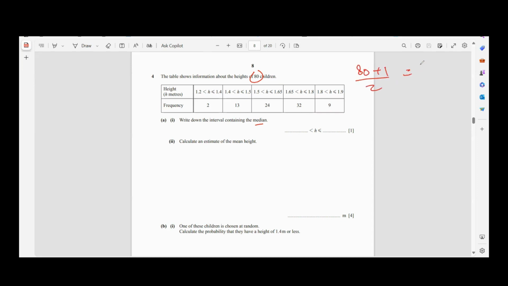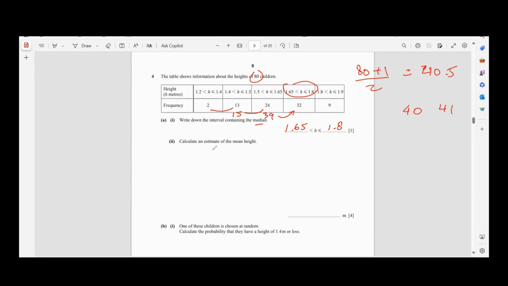So 81 divided by 2 is 40.5. The frequency of 40.5 is between 40 and 41. So 2 plus 13 is 15, 15 plus 24 is 39, and 39 plus 32 takes us past it. So this one should be the median interval: 1.65 to 1.8.